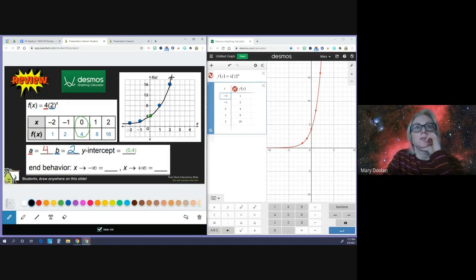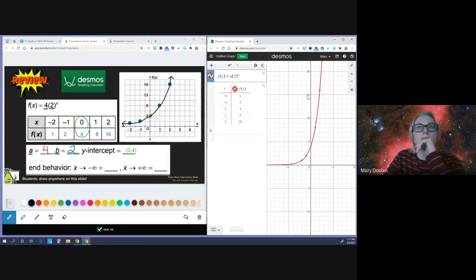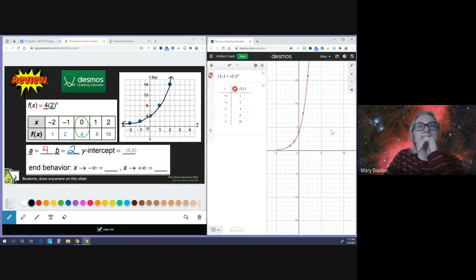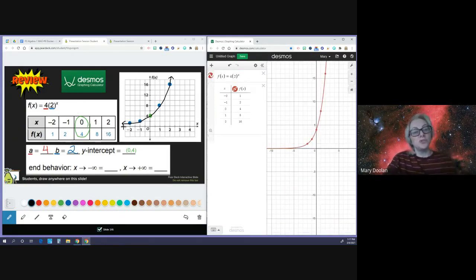And this goes on forever in that direction. This goes on forever in this direction. There's no arrows over here on the Desmos graph because you can keep moving it. So they don't put the arrows there, but you should put the arrows in your graph.